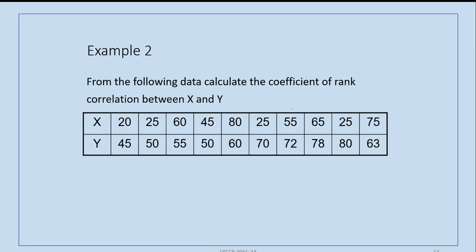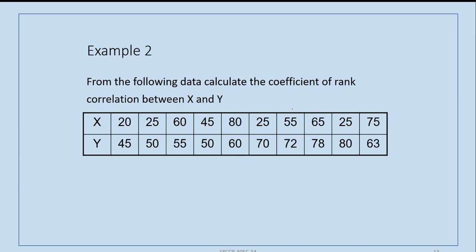In this example, we got the lowest number as 20 in the X series and the highest number as 80 in the X series. So 20 is rank 1 and 80 is rank 10. 10 pairs are given, so we have to assign duplicate ranks. 20 is 1.